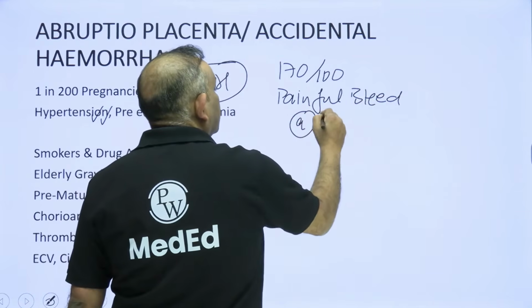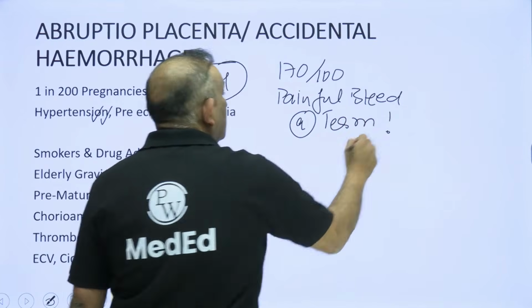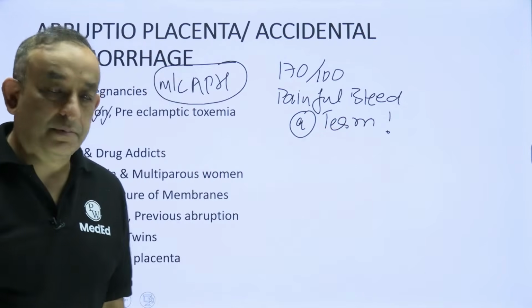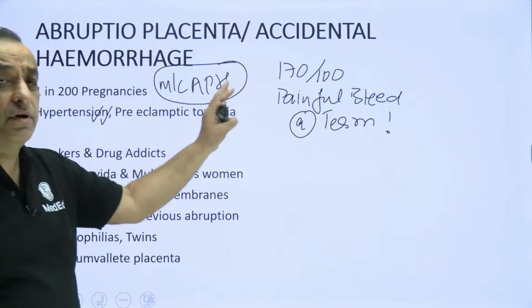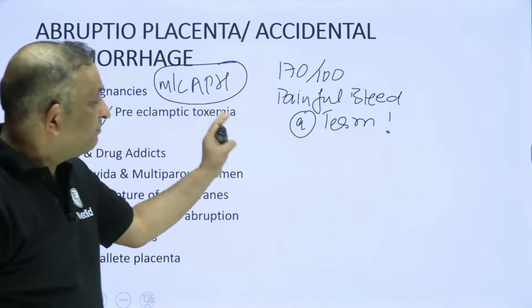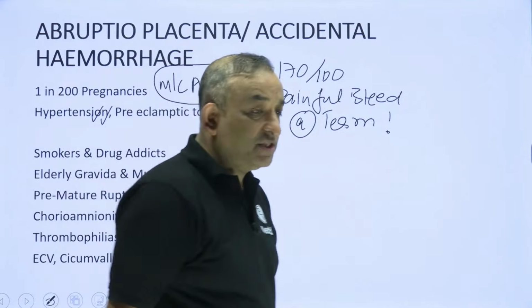at term. This is the language which will come in the exam. So fatafat make your diagnosis, it's an abruption. Okay, mostly it's an abruption. It can be so many other things in obstetrics, but we know that we're going to ask you core basics. So painful bleeding at term with hypertension, think of abruption.